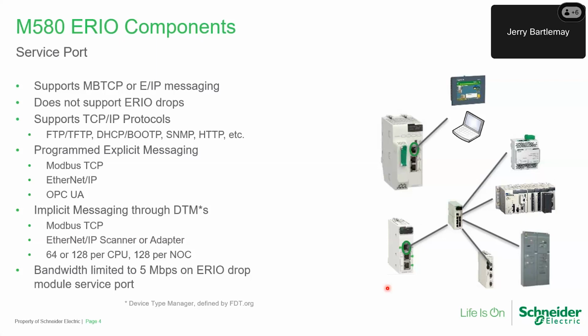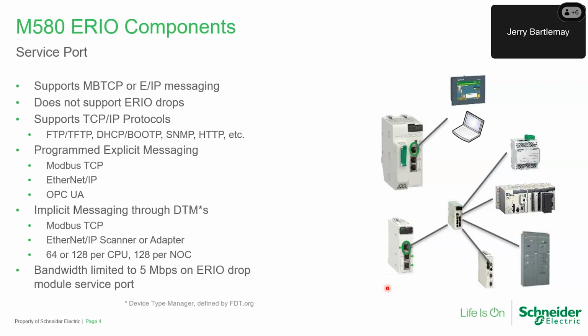The first is explicit messaging. So explicit uses instructions like read var, write var, data exchange to send a message out. And so in this case, we are a client and we are initiating a message out to another device using Modbus TCP, Ethernet IP, or OPC UA. There's also, and of course, through those ports, we can act as servers as well. There's no programming involved with that. If we receive a message, we just respond to that message.